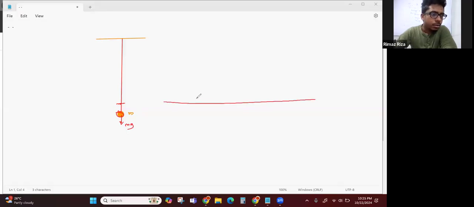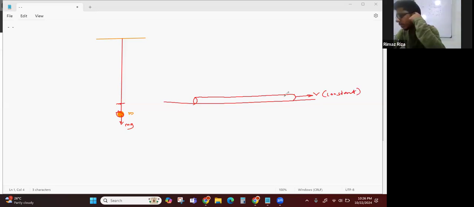When a weight string is moved on a smooth horizontal surface with a constant velocity, then the tension force everywhere on the string is same.